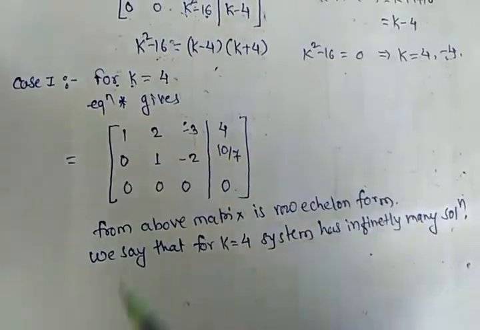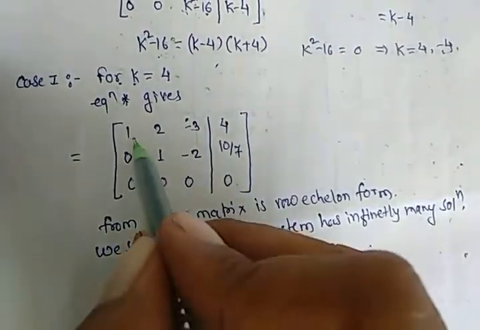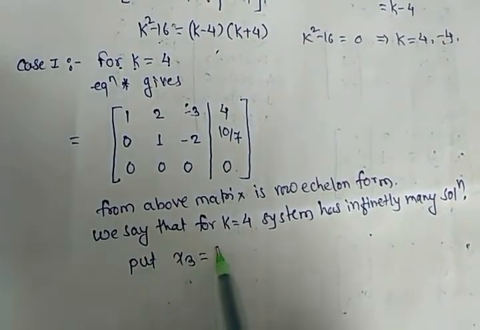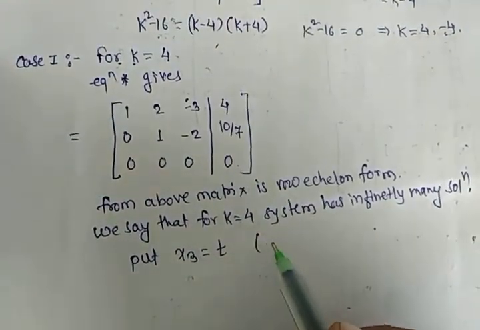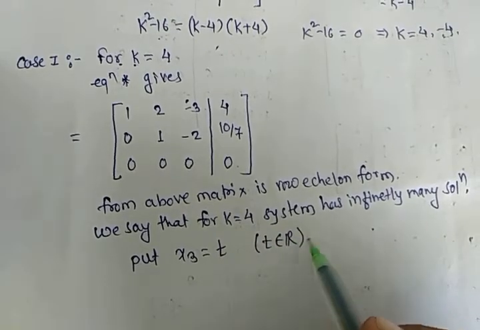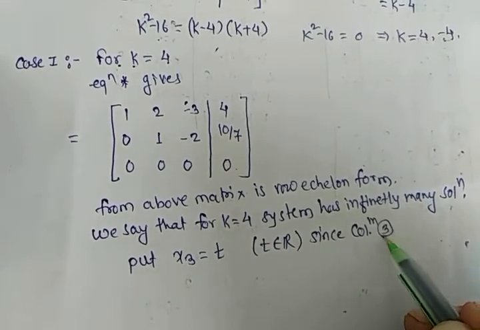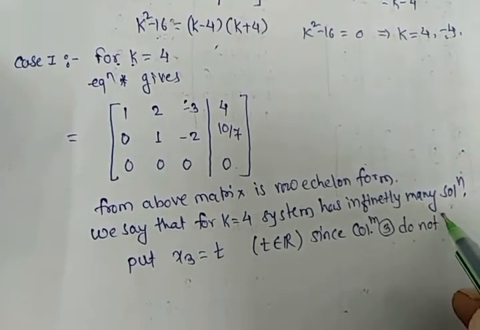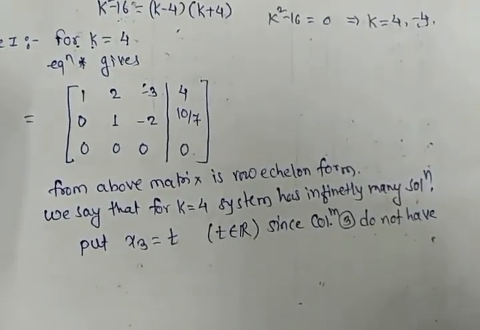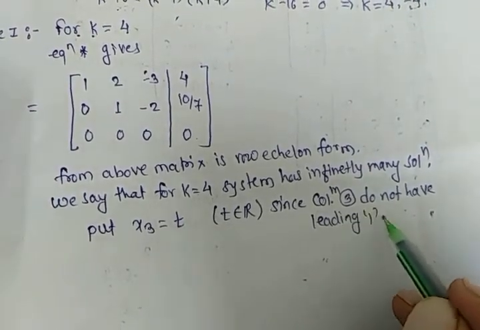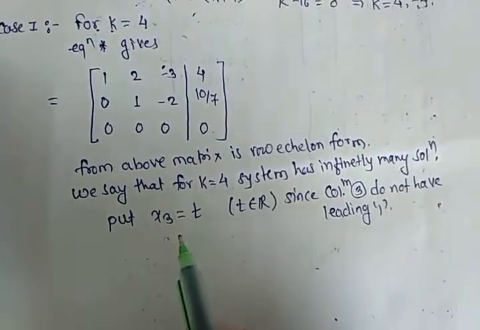Okay, if we have to find the infinitely many solutions, from here we put x3 is equal to t, because t belongs to R, since column number 3 does not have a leading 1. So we put x3 is equal to t.